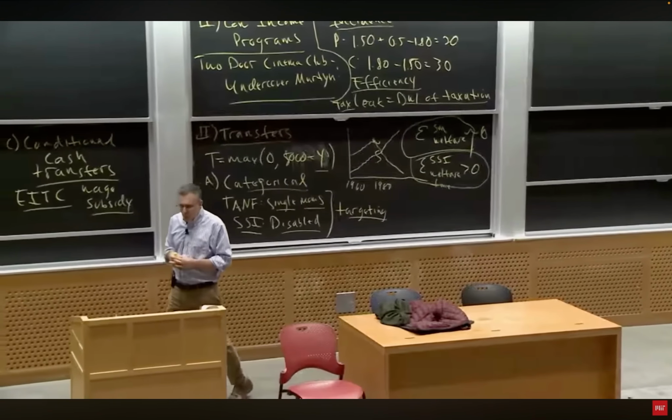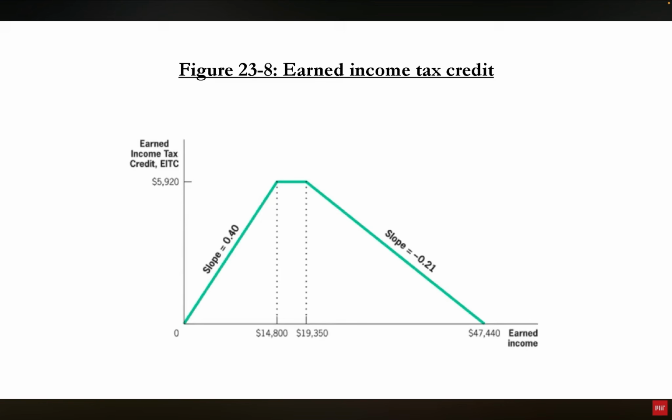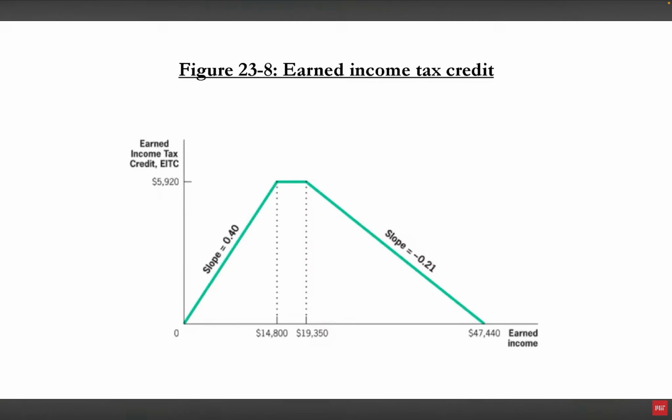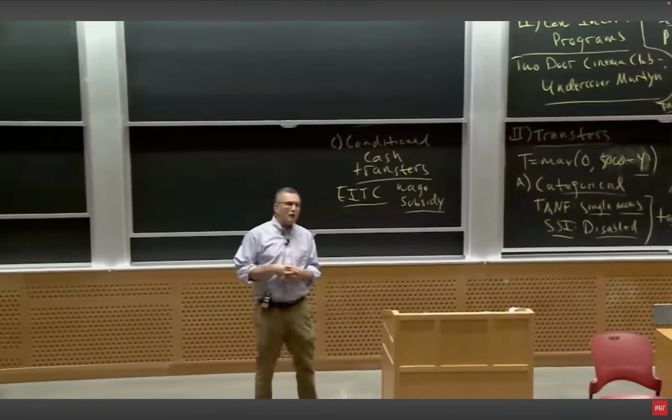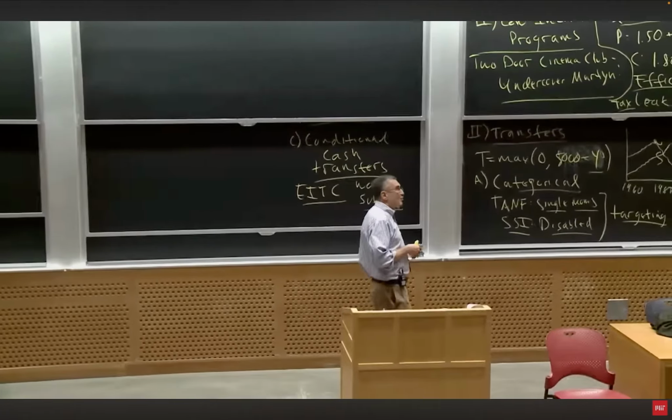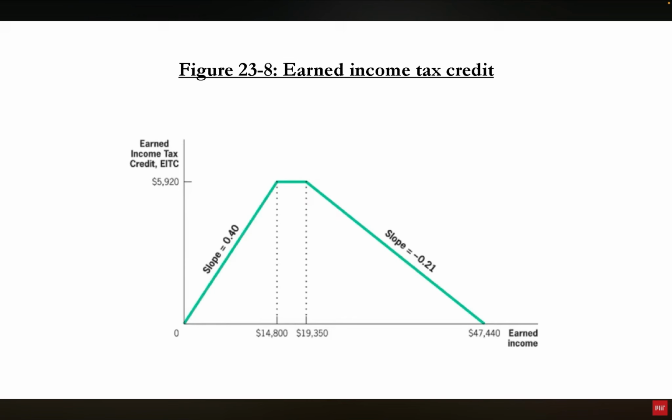So if we look at figure 23.8, this shows how the Earned Income Tax Credit works. On the x-axis is earned income. On the y-axis is the amount of the EITC you get. What you see is if you earn no money, you get nothing from the government of this program. But as you earn money, until you make $14,800, for every dollar you earn, the government gives you another 40 cents. So the first $15,000 you earn, you get another 40 cents from the government. It's a negative tax. At that point, it caps out. The biggest check you get is $59.20, and then they start to take it away.